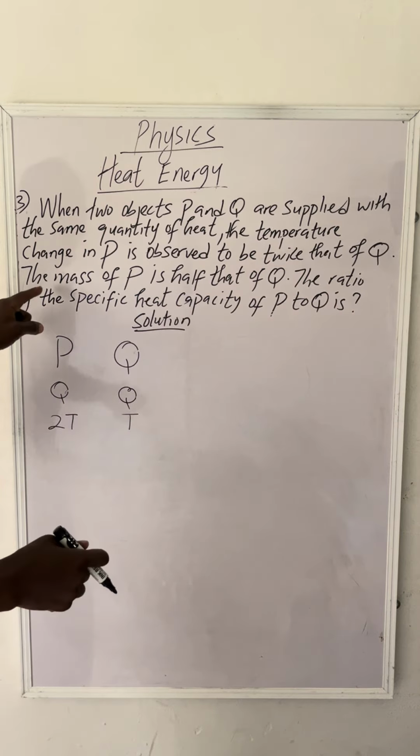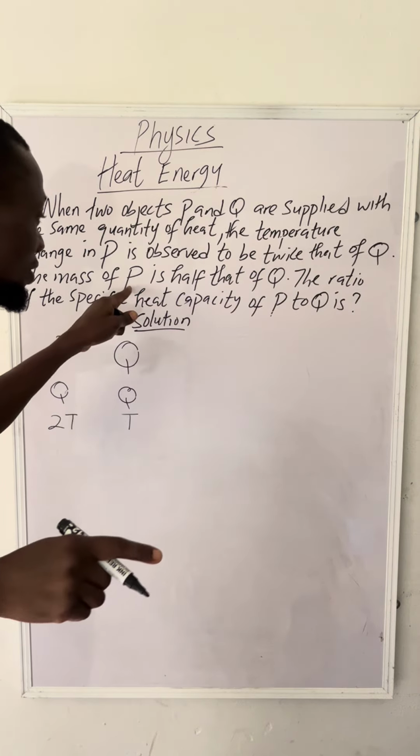Now let us continue the question. The mass of P is half that of Q. So which means that when you know the mass of Q, you will divide it by 2 to know the mass of P, because the mass of P is half that of Q. So let's say the mass of Q is M. Let the mass of Q be M. Then the mass of P will be half. The question says half that of Q. So I'm going to say the mass of P will now be M over 2.